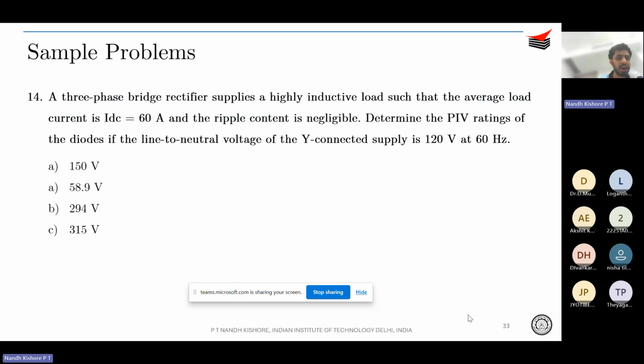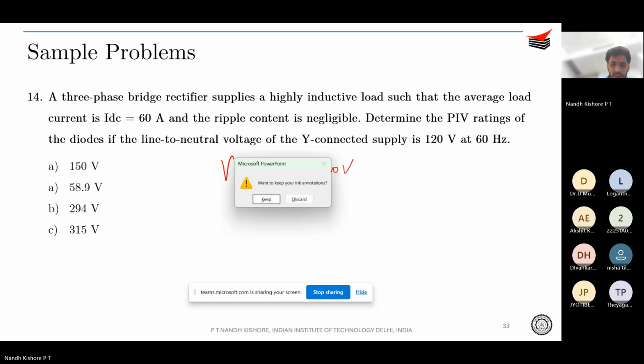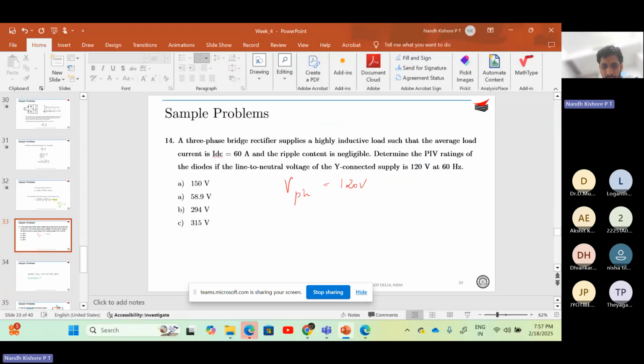Okay, so last question. A three-phase diode-based rectifier supplies a highly inductive load such that the average load current is 60 amperes. Peak ripple current is negligible. Determine the peak inverse voltage of the diode if the line to neutral voltage is 120 volt at 60 hertz. Okay, so line to neutral or the phase voltage is 120 volt. So is this RMS or peak?